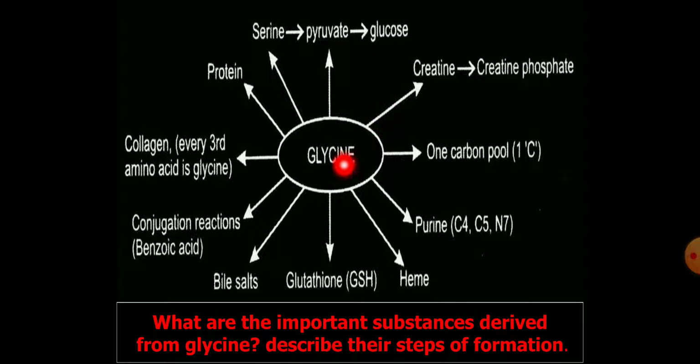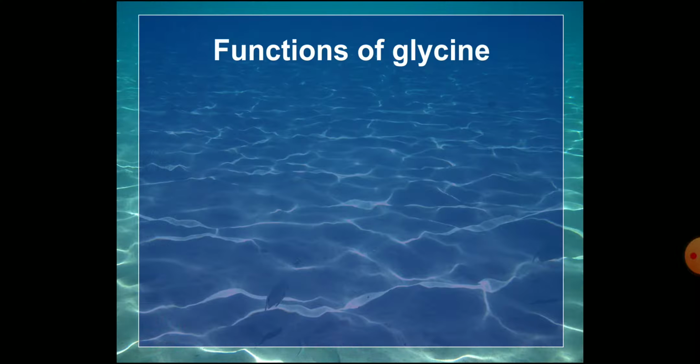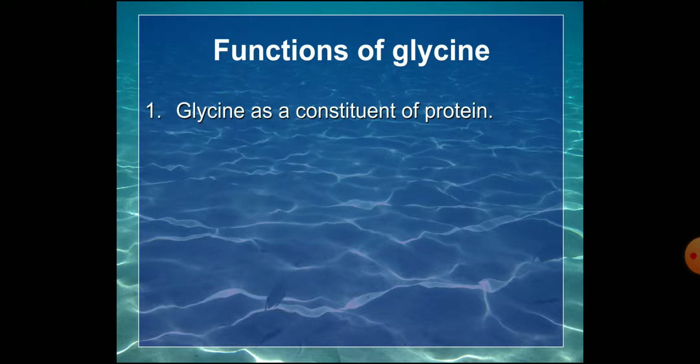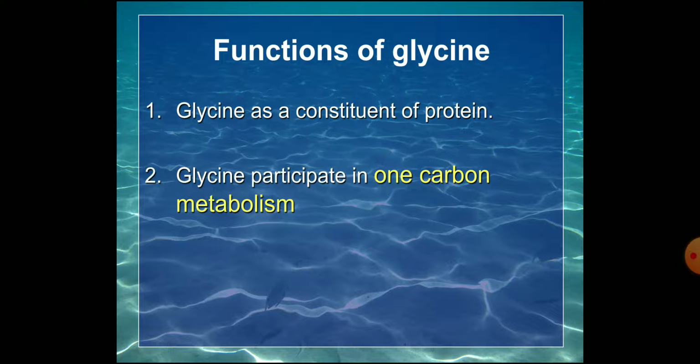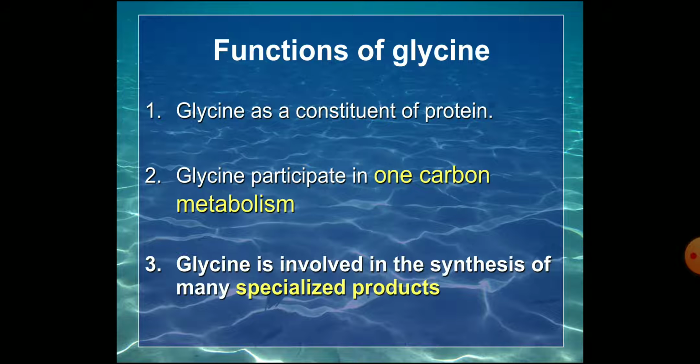Is it clear for you? So all these products are formed from glycine. The usual question is, what are the important substances derived from glycine? Describe the steps of formation of any two. Glycine is a constituent of protein, as we have mentioned already, and it participates in one carbon metabolism, and glycine is involved in the synthesis of many specialized products.